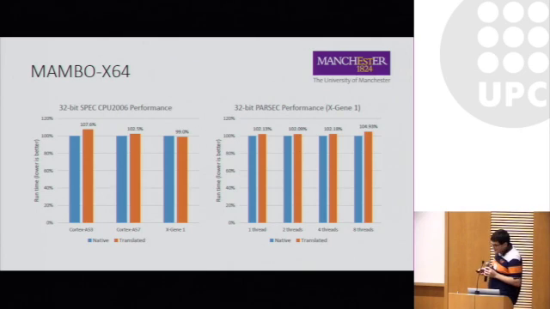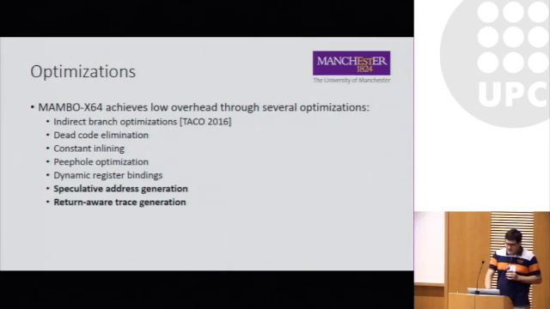Now, how do we actually manage to get such high performance? Well, we perform many optimizations. For example, we perform efficient translation of indirect branches, which has been a long-standing problem in binary translators. We implement several optimizations which we described in our TACO paper last year. The basic focus is to better exploit hardware branch prediction, including function return prediction.